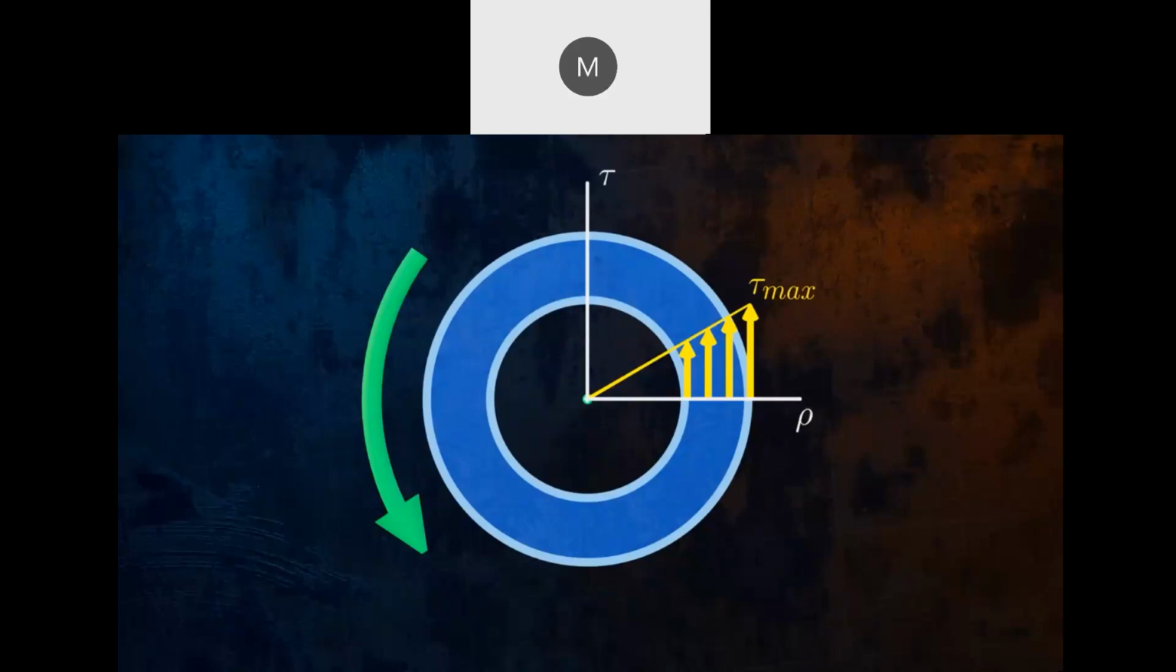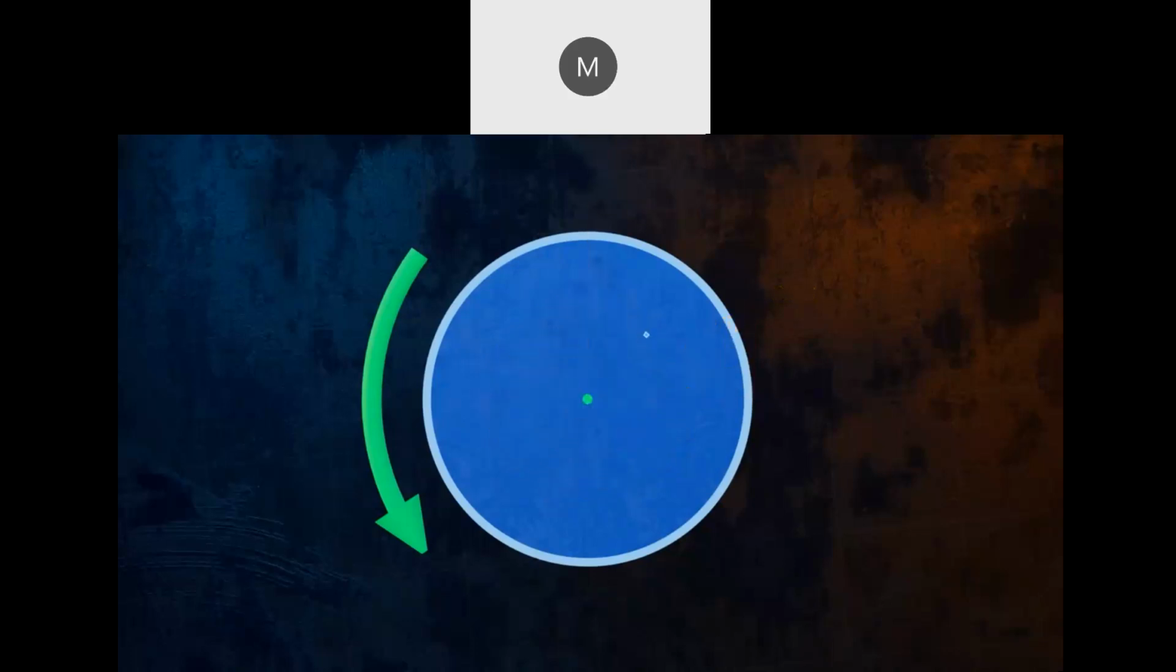Let's consider a small element within our cross-section that has an area equal to dA and is located at a distance rho from the center of the cross-section. The internal force acting on this element is equal to its area, dA, multiplied by the shear stress tau. We can use this information to work out an equation for calculating the shear stresses.